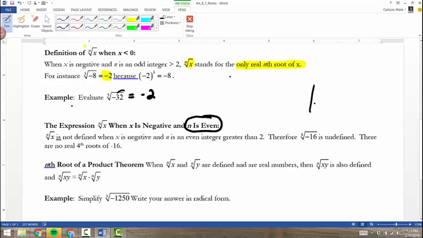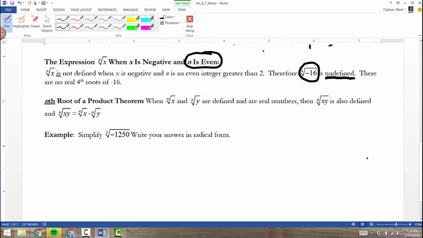Think about the graph of a power function that's even. Remember, it goes something like this. And if we have a negative number, it's going to be down here, and they're not going to intersect at all. Therefore, an even root of a negative number is always going to be an undefined value. There are no real fourth roots of negative 16. There are other fourth roots of negative 16, but none of them are real. Therefore, we're going to say the fourth root of negative 16 is undefined.